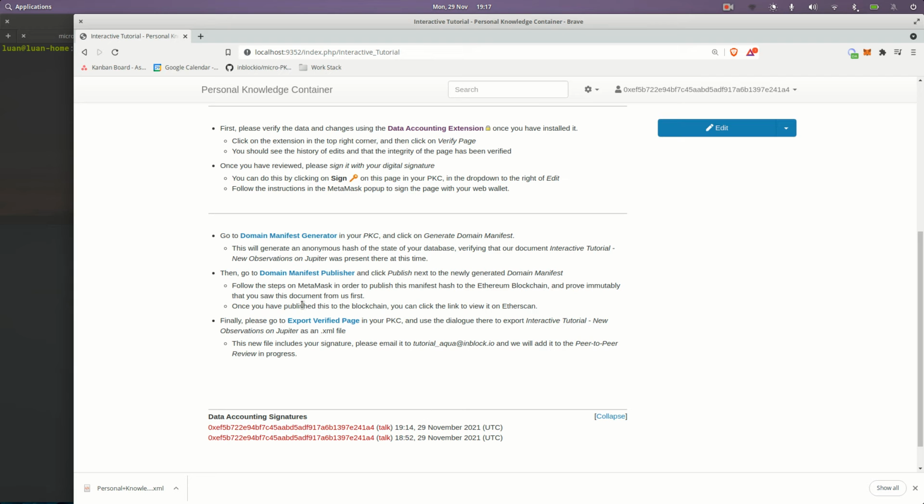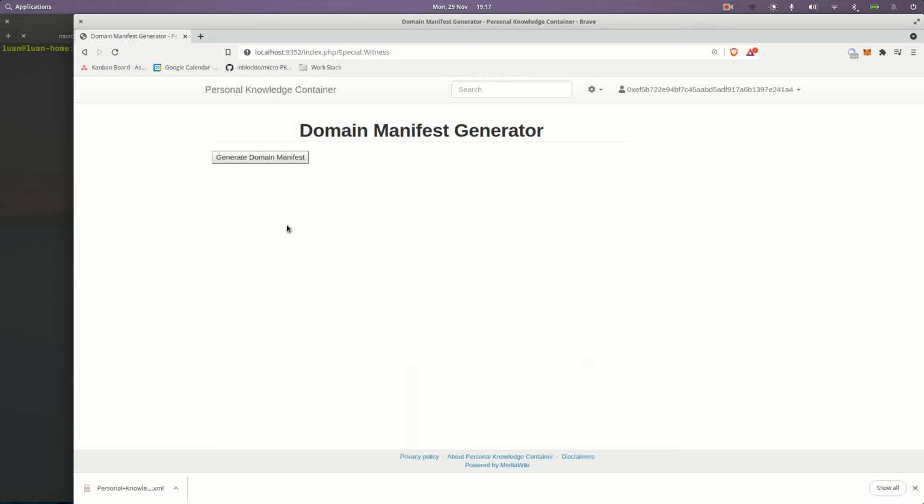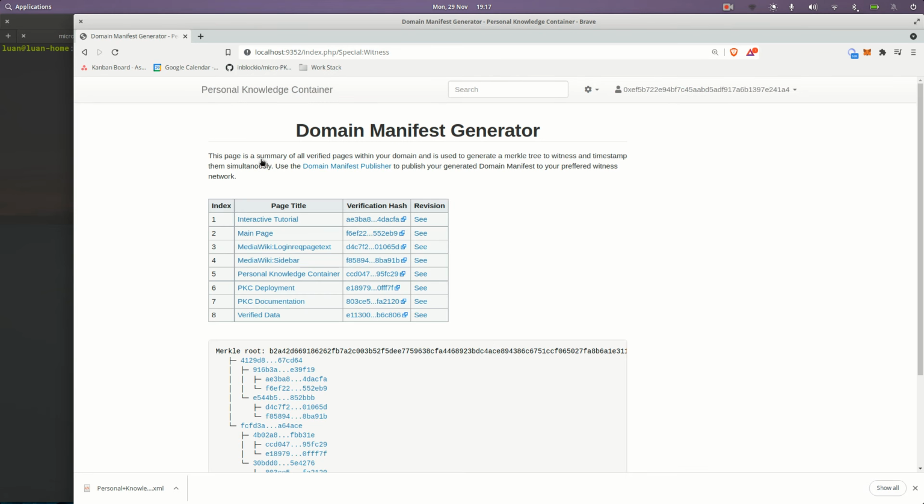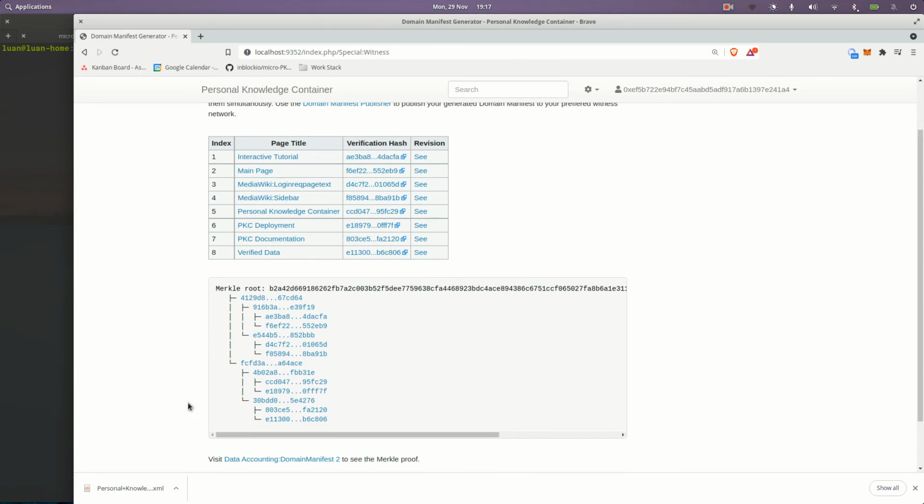with the same flow. Now, first thing I do is I click Domain Manifest Generator, and I generate a domain manifest. That takes a hash of each of the documents inside my data vault at the moment and condenses these into what's called a Merkle tree. And the Merkle root hash is the overall fingerprint of all the data in my data vault. And we can see here, most importantly, is the document I'm looking to prove ownership of.